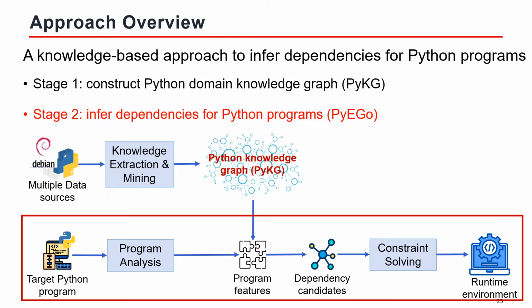In stage 2, we propose an approach to infer dependencies for Python programs. Given a target Python program, PyEagle first extracts its features, and then it queries the knowledge graph with the features to get a dependency candidate. It infers dependencies of the 3 types for the program through constraint solving.